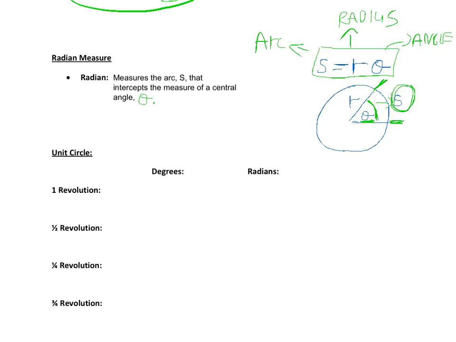Now, let's relate this radian. Since I'm dealing with an arc, since I'm dealing with the outside of the circle, what I'm really dealing with is the circumference. So I want to put C for circumference. Now, if you remember, the circumference formula is 2 pi r. That gives us the distance all the way around the circle. And I know that r is the radius.